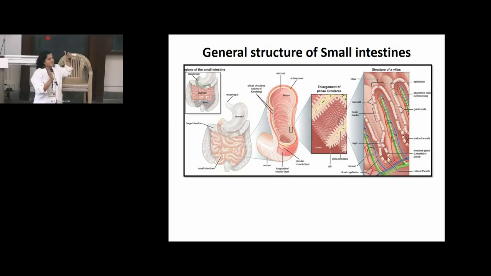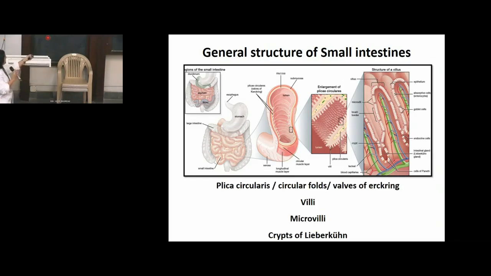So modifications or the structures which increase the surface area are plica. Okay, plica circularis or circular folds or valves of Kirkring. I'm sorry, the K is missing here. Villi, microvilli, and crypts of Lieberkühn. What are crypts of Lieberkühn? If there is a villi, the depression, what you get to see next is the crypt. Basically, that's an intestinal gland. We will see what that is.